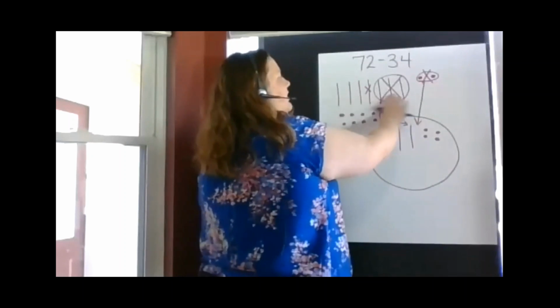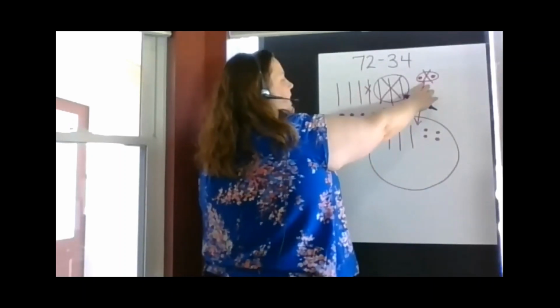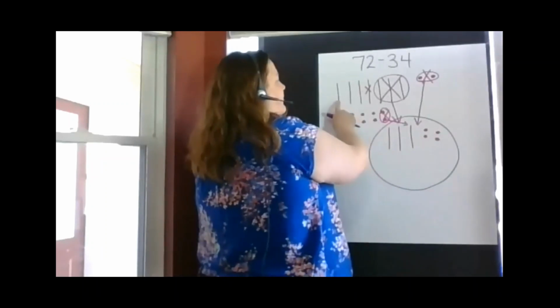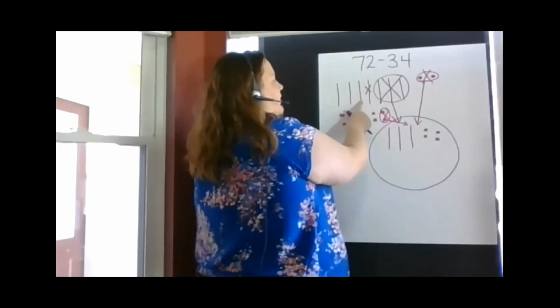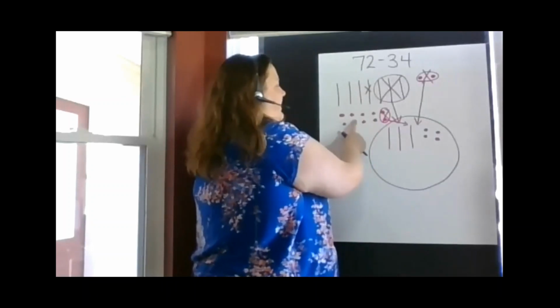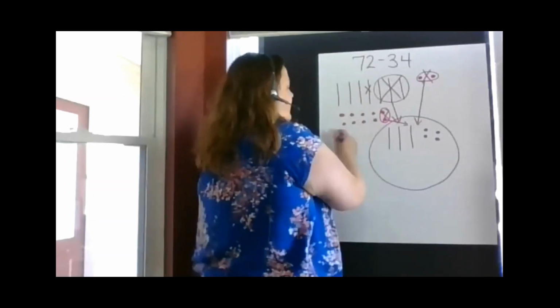So I started with 72. I have now removed 34, and I'm left with 10, 20, 30, 31, 32, 33, 34, 35, 36, 37, 38.